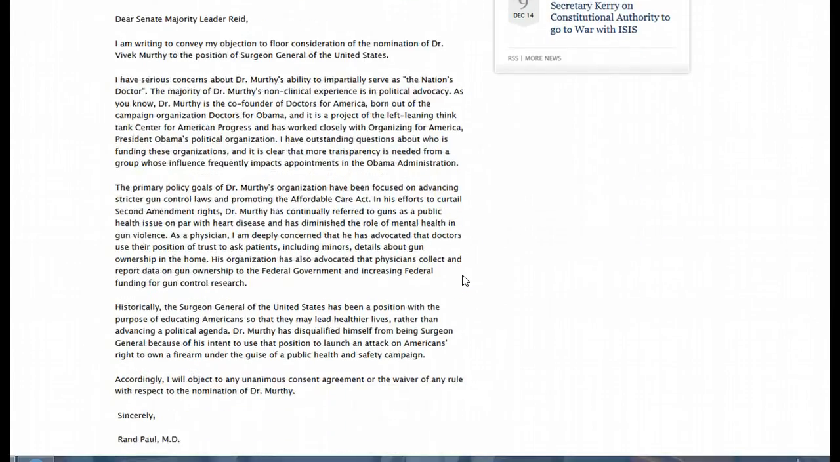And I thought it was real interesting because this is the official way to place a hold. You'll see it's a letter addressed to the Senate Majority Leader at the time, Harry Reid, and he was saying he has an objection to floor consideration of the nomination of Dr. Vivek Murthy to the position of Surgeon General. Here's the key with this. The committees had already said move forward. They were ready to vote for him. But he says, I have an objection to floor consideration.